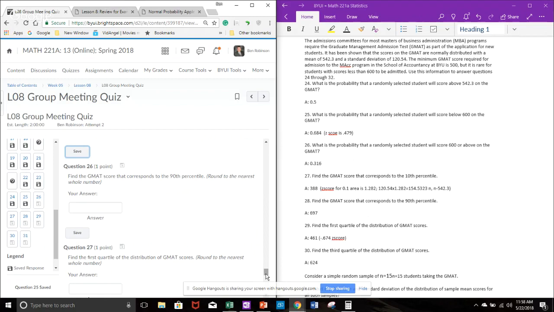The next one: find the GMAT score that corresponds to the 90th percentile. I also did the formula, and since we had a z-score of 1.282, I did 1.282 equals x minus 542.30 divided by 120.54. And I got 697.